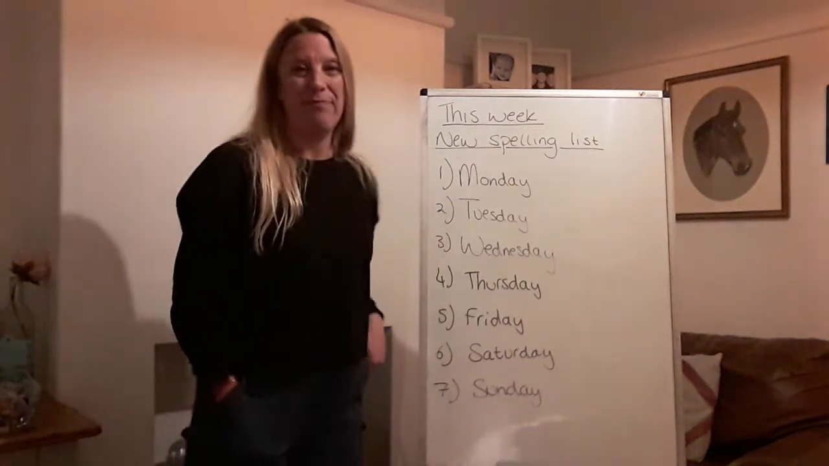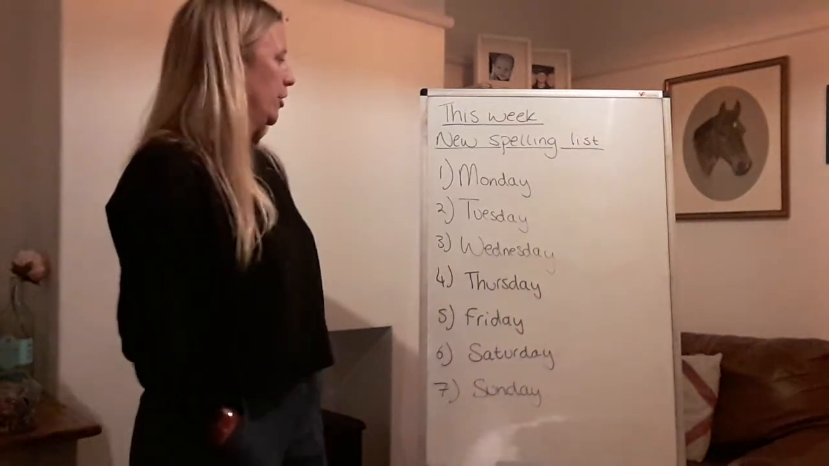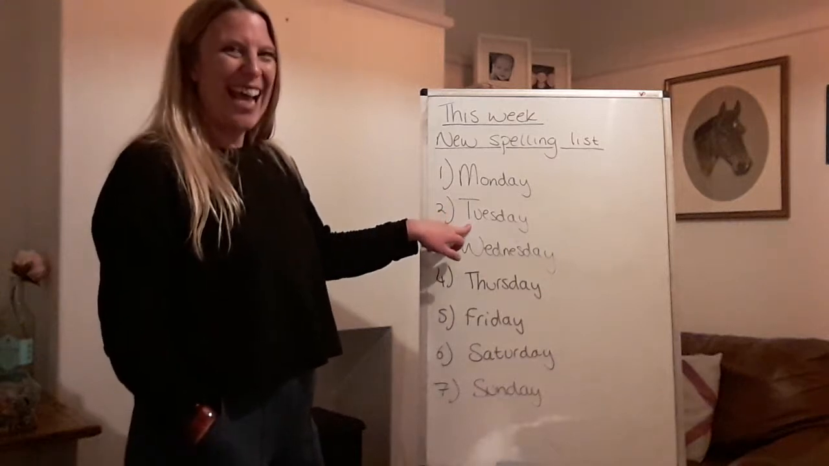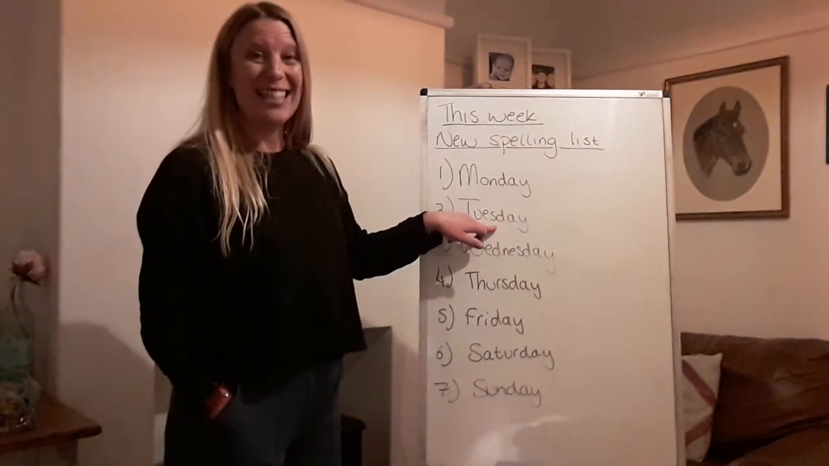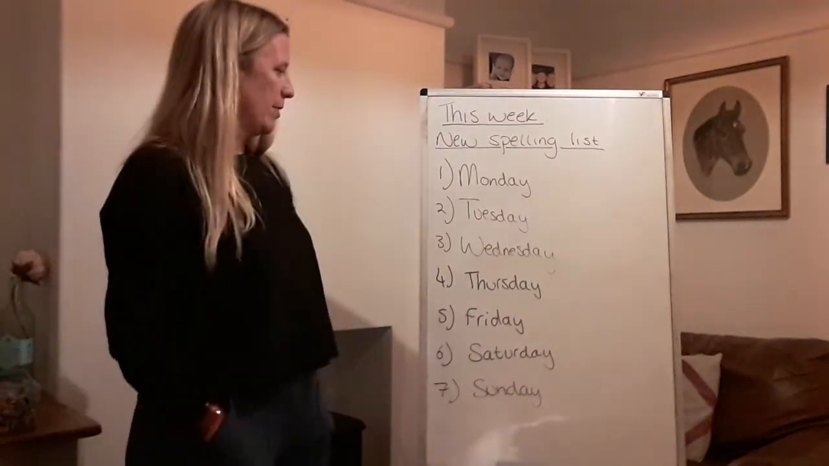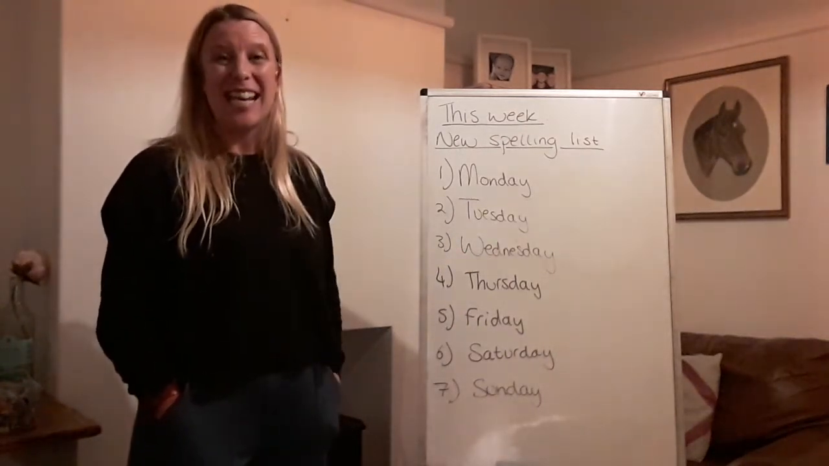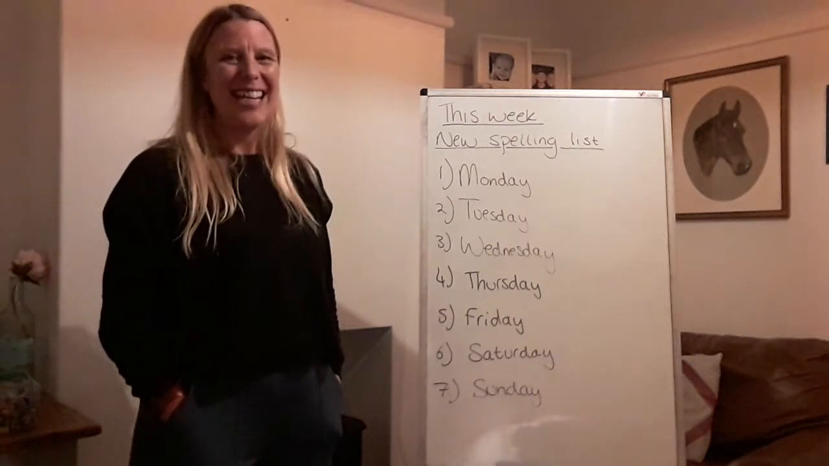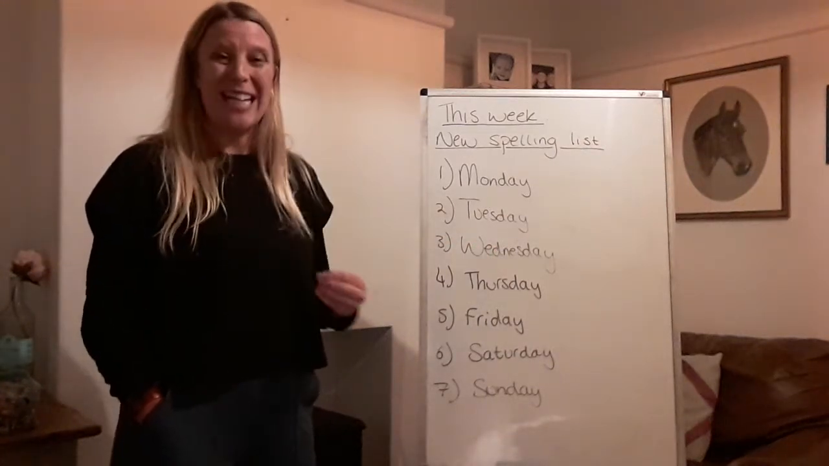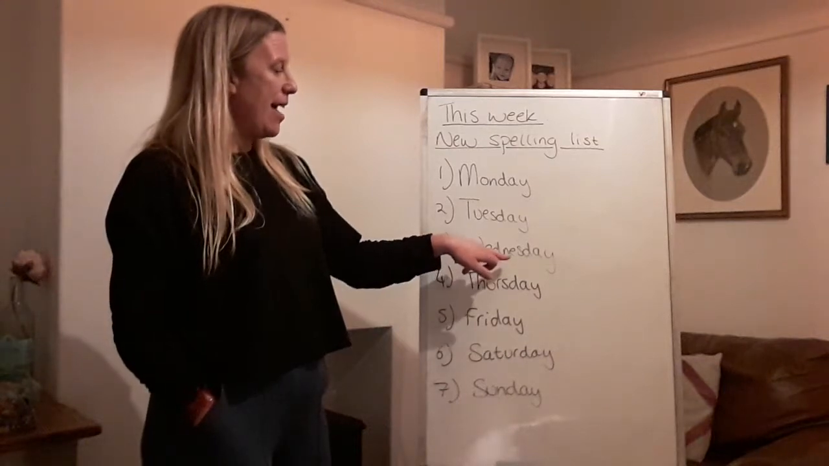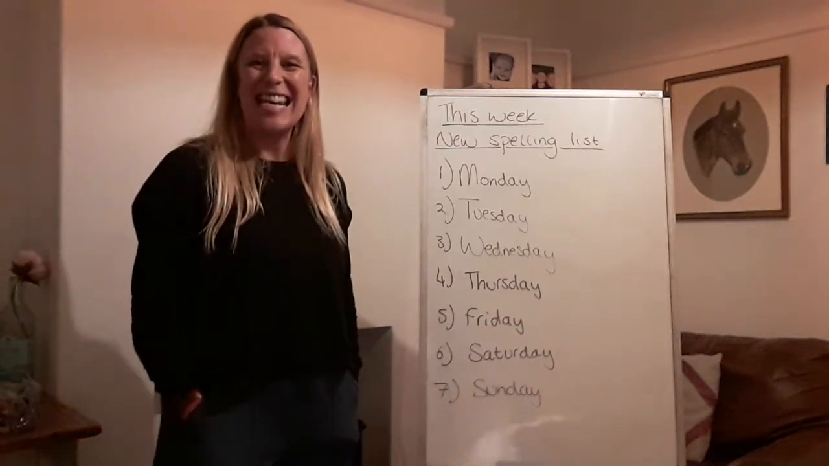So, number 1, Monday. That one's not so bad. Number 2, Tuesday. This is a really difficult one to spell, Tuesday. Number 3, Wednesday. Very difficult to spell because this d is a silent d. You can't hear this d. Wednesday. Number 4, Thursday.